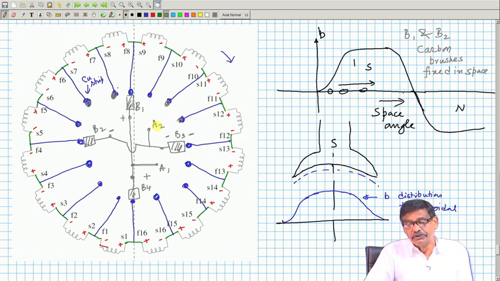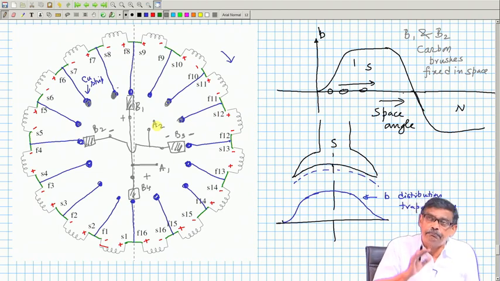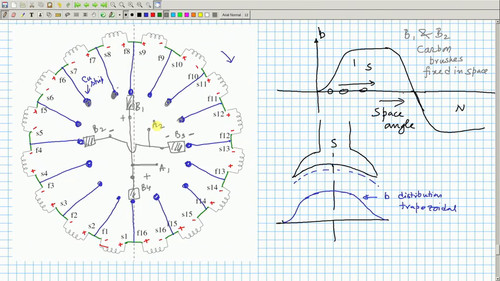Okay, we will continue with this next time. Very interesting. I mean, how really from AC voltage you get the DC voltage.